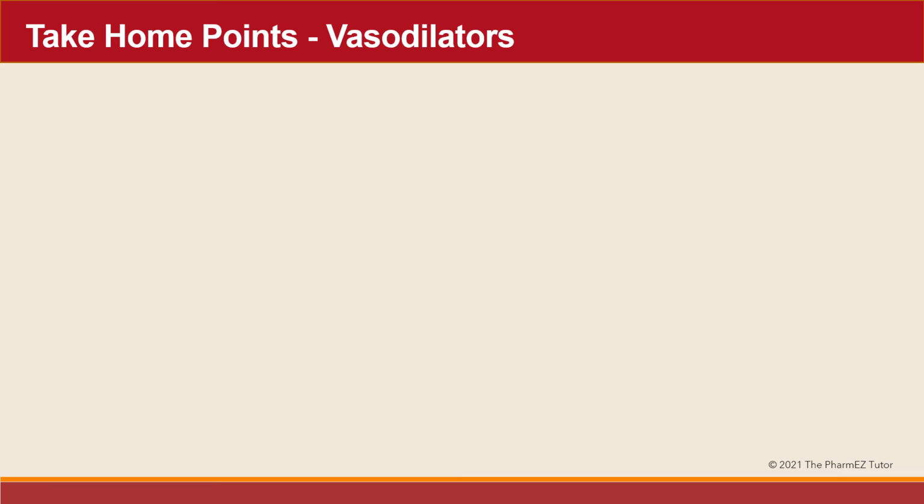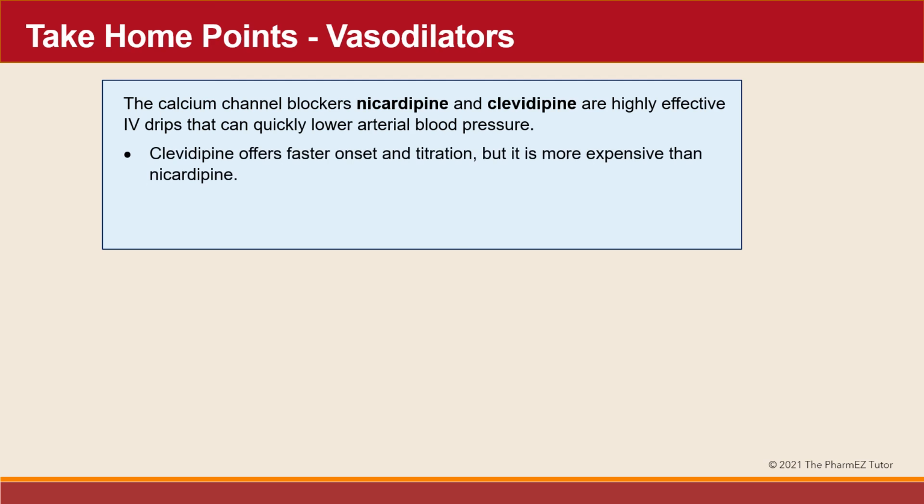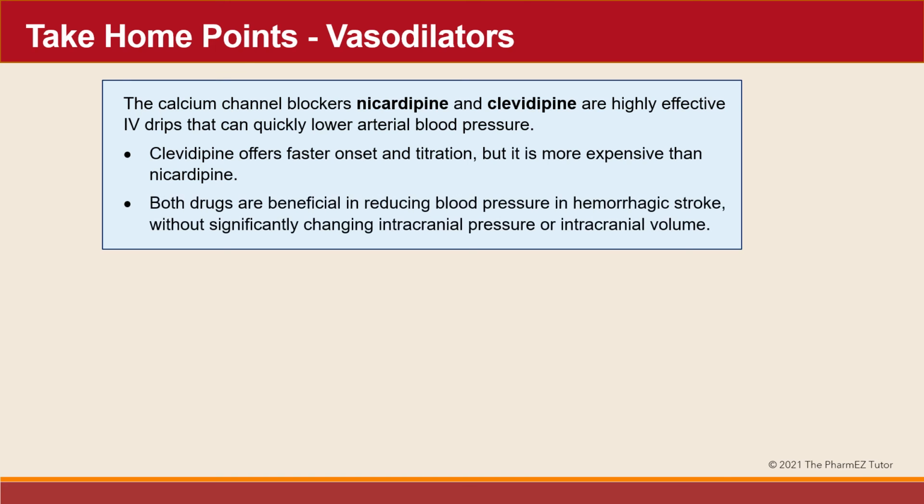Here are some key take-home points from this lecture. The calcium channel blockers nicardipine and clevidipine are highly effective IV drips that can quickly lower arterial blood pressure. Clevidipine offers faster onset and titration, but it is more expensive than nicardipine. Both drugs are beneficial in reducing blood pressure in hemorrhagic stroke without significantly changing intracranial pressure or intracranial volume.